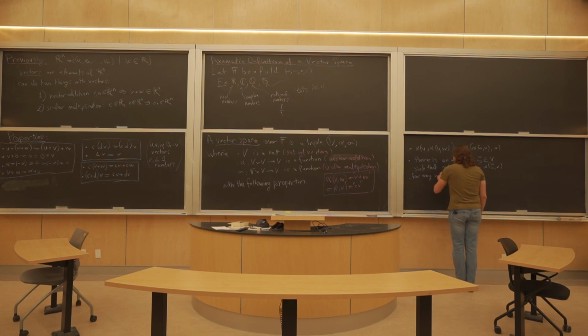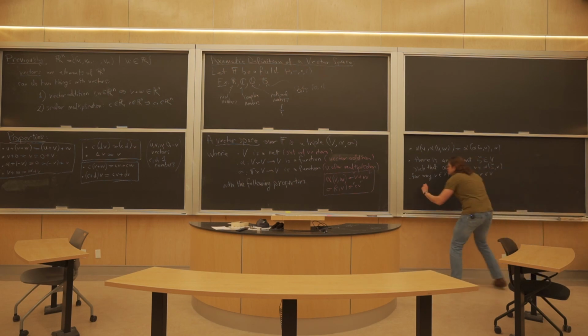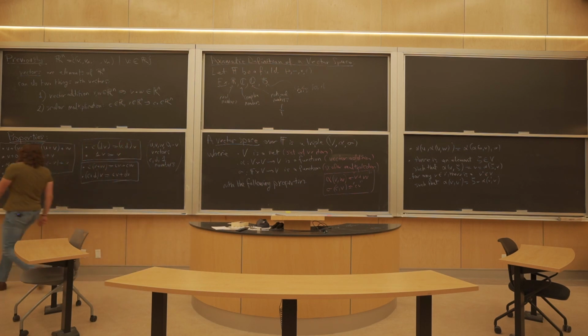For any V in V, there is a minus V, let me say V prime, such that alpha of V, V prime is the same thing as zeta, 0, equals alpha of V prime, V. And finally, I need to say that it doesn't matter in which order I put these two vectors into alpha, I should get back the same thing.